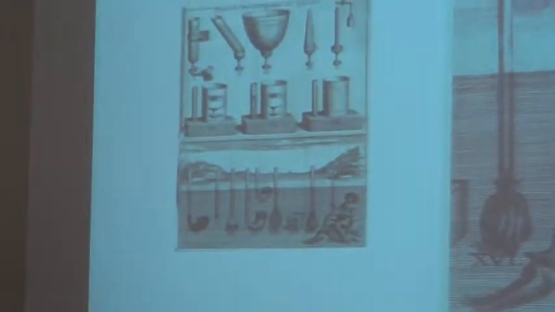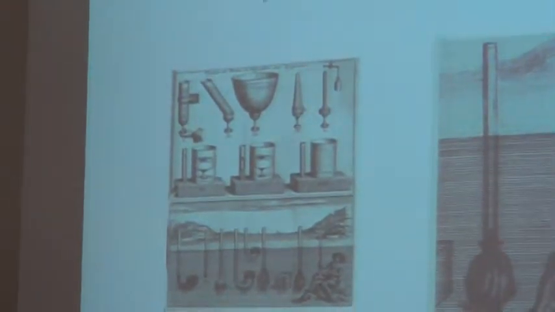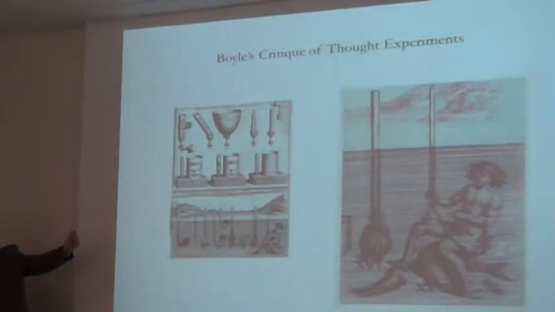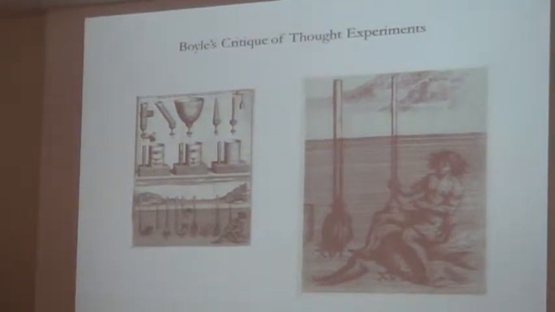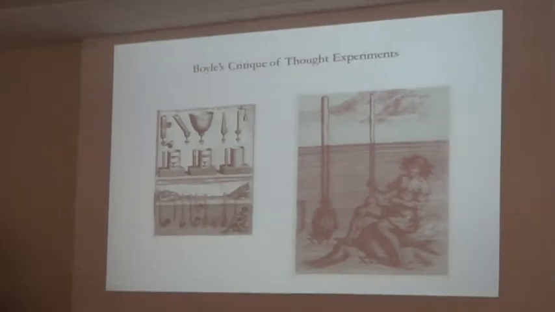Part of what's going on in the early modern period is a lot of people are doing thought experiments. They're saying, I'm not actually going to do this, but I imagine, so this is an image of Pascal. He's like, take one of these Torricelli tubes and go to the bottom of a river, and you'll see this happens. And he has an engraver. And Boyle gets upset with this. He's like, you did not go to the bottom of the river.